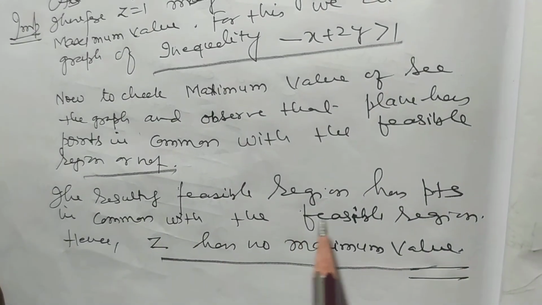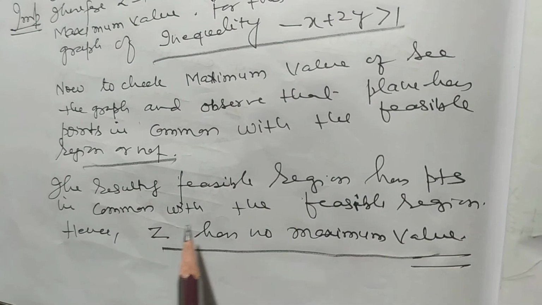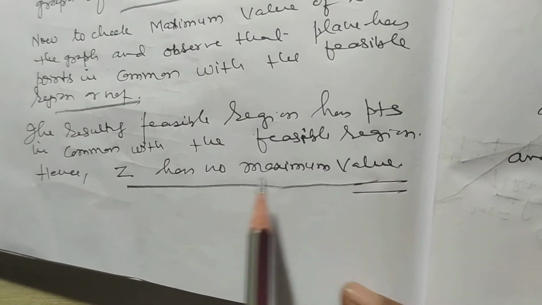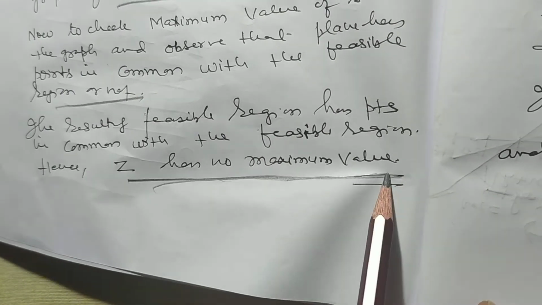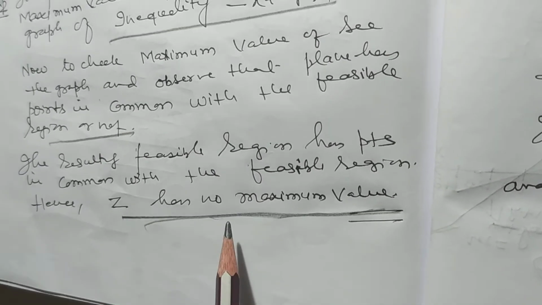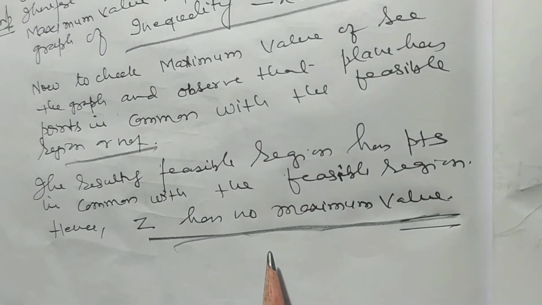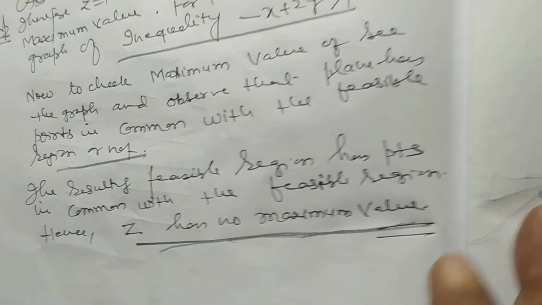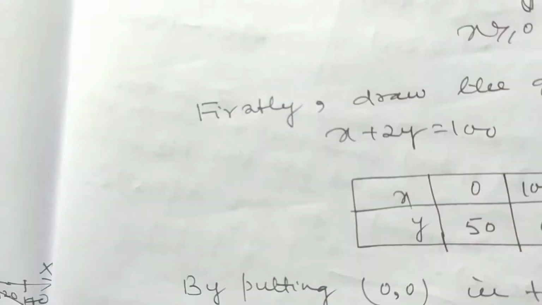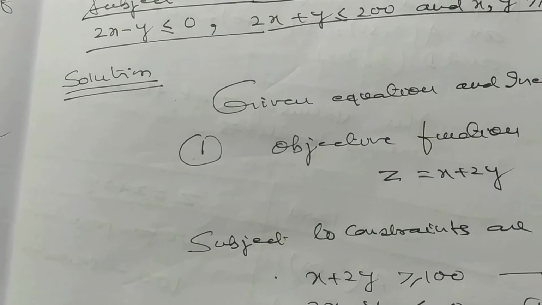So the resulting feasible region has points in common with the feasible region. Hence, z has no maximum value. If there are no points in common, then we'll get a maximum or minimum value. So, my dear students, in this way we solve this problem.